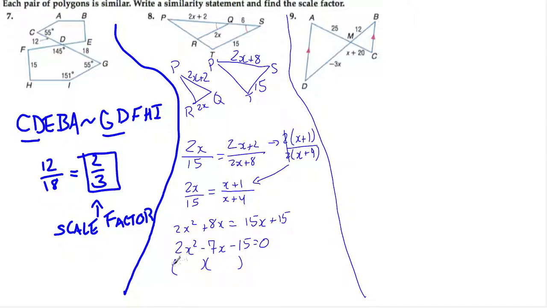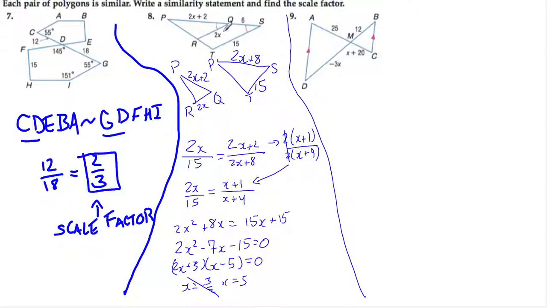But anyway, if I were to factor this, continuing on with this problem, we get 2x and x, and then we need two factors of 15 that add up to get 7. So if I actually do this, I get negative 10x plus 3x would give me negative 7x in the middle. So I set these equal to each other, and I get x is equal to negative 3 halves, x is equal to 5. X can't be a negative value in here, so x is just 5.